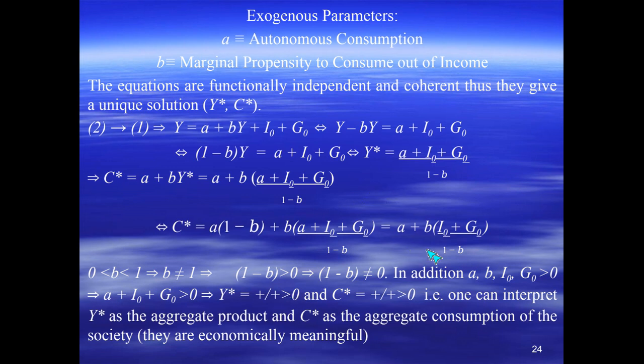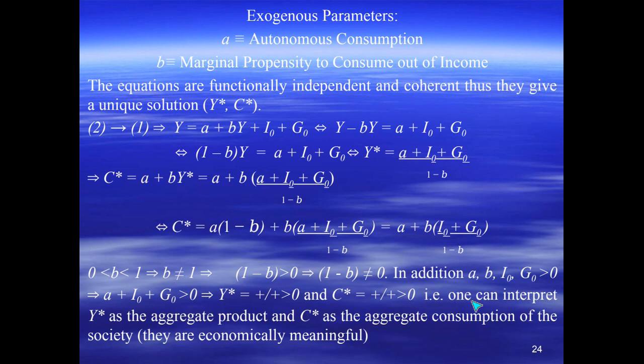It is positive. And C star is a plus b times I0 plus G0 over 1 minus b. 1 minus b is positive, as we said, because b is less than 1. A is positive. I0 and G0 are big positive numbers, so their sum is positive, and b is positive as well. Their product is positive, everything is positive, and the numerator is positive. The denominator is positive, so positive over positive is positive, so C star is positive as well.